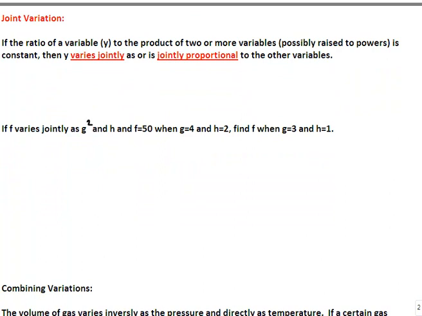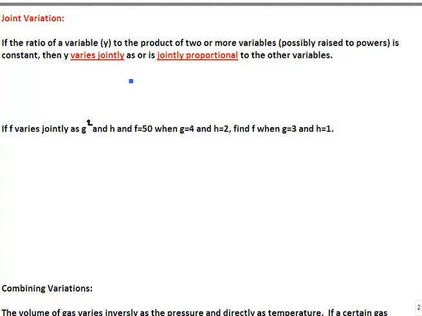Okay? The last kind of variation that we're going to look at is called a joint variation. And a joint variation is a little bit more vague than the last two because lots of different possibilities could happen. So a joint variation basically says that if a ratio of a variable y to the product of two or more variables, possibly raised to powers, is constant, then y varies jointly as or is jointly proportional to the other variables. So what does all of that mean?